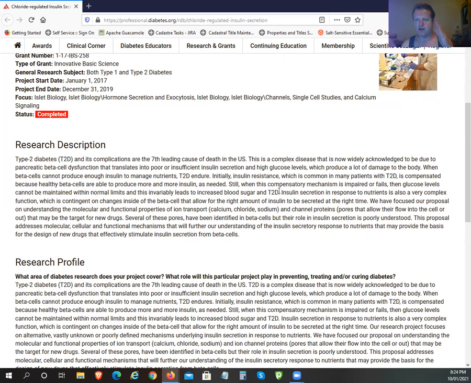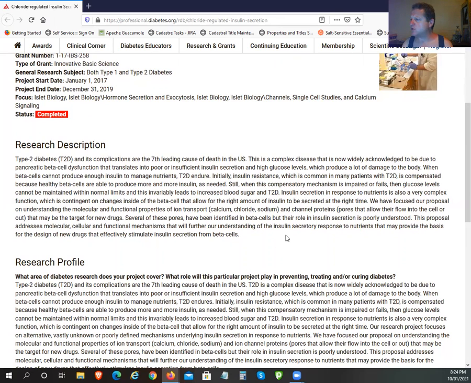We know eventually insulin starts falling, blood sugar starts rising uncontrollably, and then you have to get exogenous insulin injections, like type 1 diabetics. And that doesn't improve the situation. That just compounds the damage.